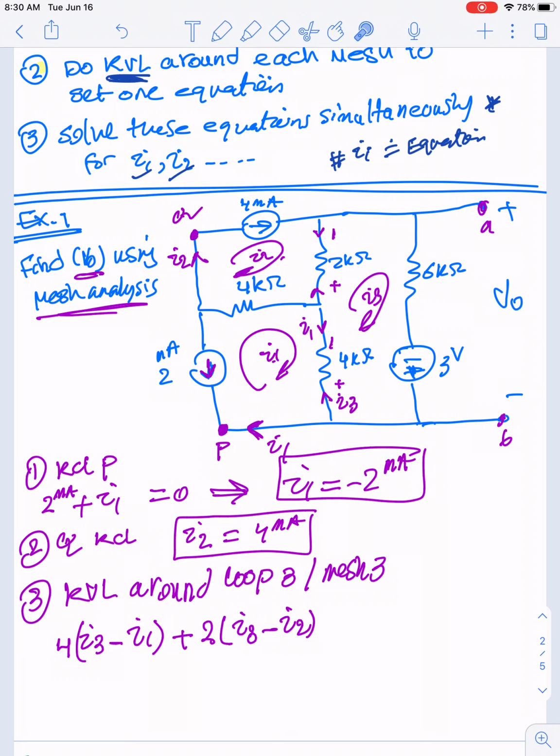So as long as you're assuming the same direction of the current, like all of them are going clockwise, in the common branches we will have I something minus I something. We start with the current of the loop that we are studying minus the current of the other loop. So if we are studying this branch, we'll say I3 minus I1. If we are studying that branch, we'll say I3 minus I2, and so on. So let's continue our KVL.